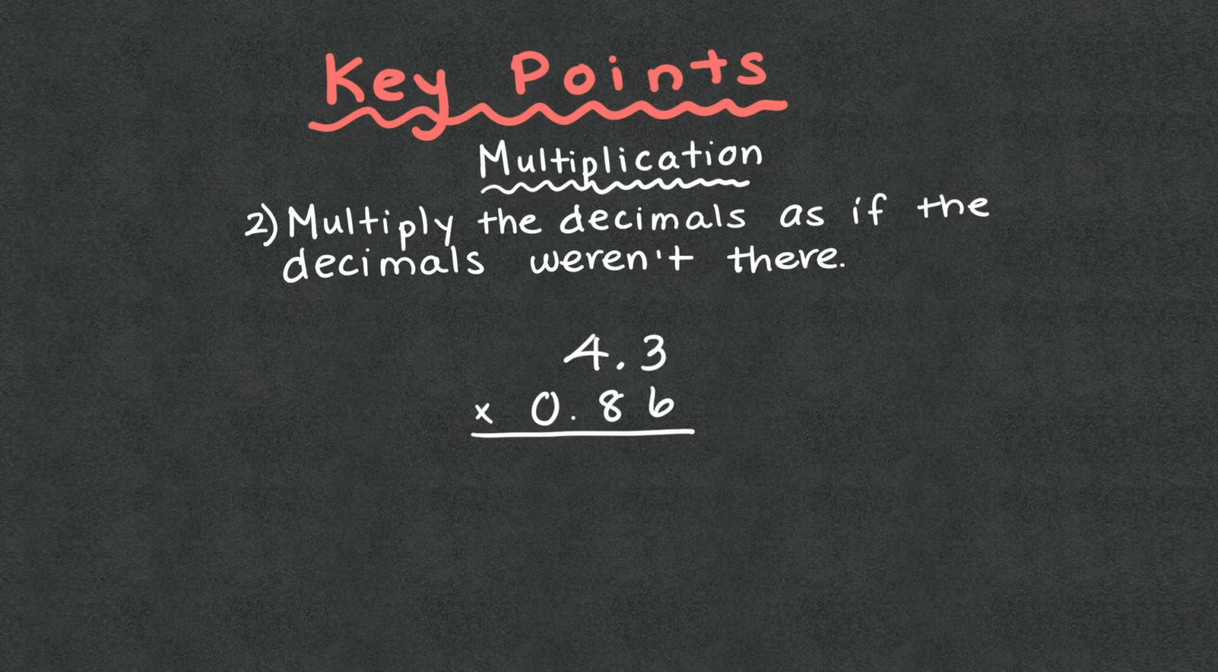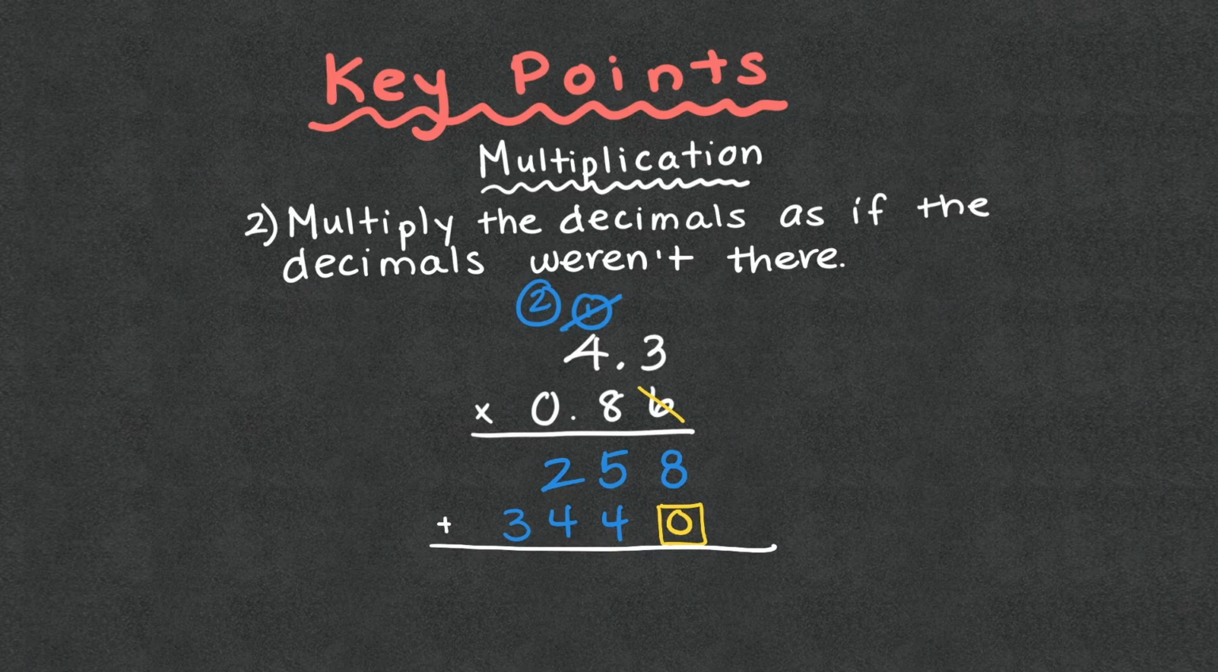So then we're just going to multiply as if the decimals weren't there. In this case, 6 times 3 is 18. Drop the 8, carry the 1. 6 times 4 is 24, plus 1 is 25. So I'm going to cross this out. Then I'm going to add a placeholder 0 because that's what we do when we go to the next place value. Then 8 times 3 is also 24. Drop the 4, carry the 2. 8 times 4 is 32, plus 2 is 34. And then we're going to add all these pieces together. We get 8, 9, 6, 3.